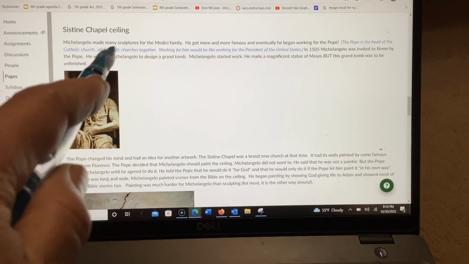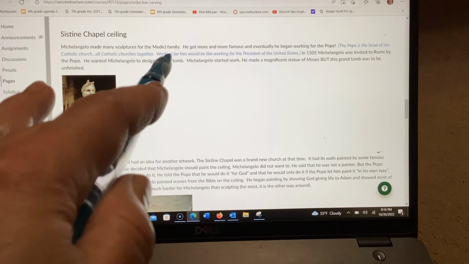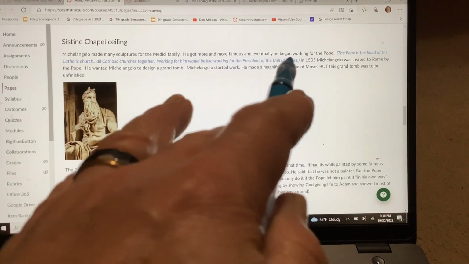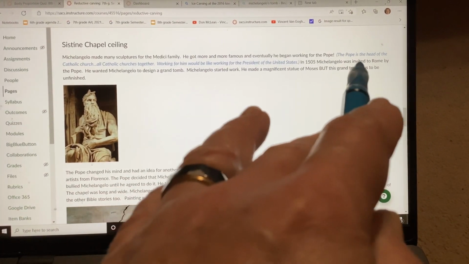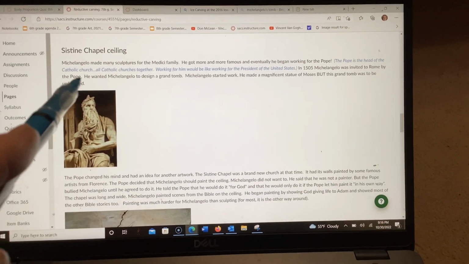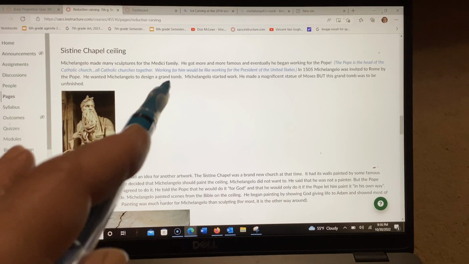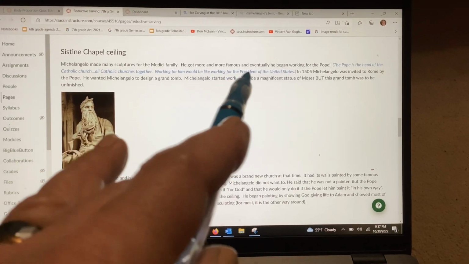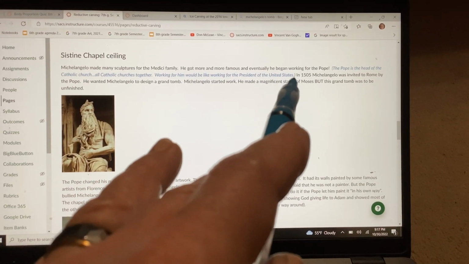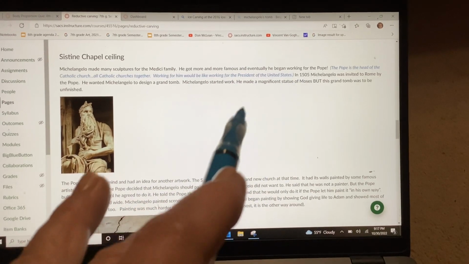Michelangelo made many sculptures for the Medici family. He got more and more famous, and eventually he started working for the Pope. The Pope is the head of the Catholic Church, of all the Catholic churches put together. Working for the Pope would be like working for the President of the United States, or something bigger. It's like a huge deal.